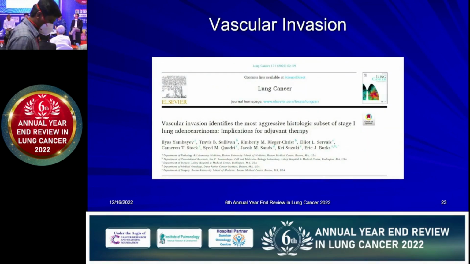Durgatosh's paper on vascular invasion. I think this was something very, very interesting. How many of you ask your pathologist to look into this aspect? I think all would, and especially so. I think it's a regular component of synoptic reporting in lung cancer.